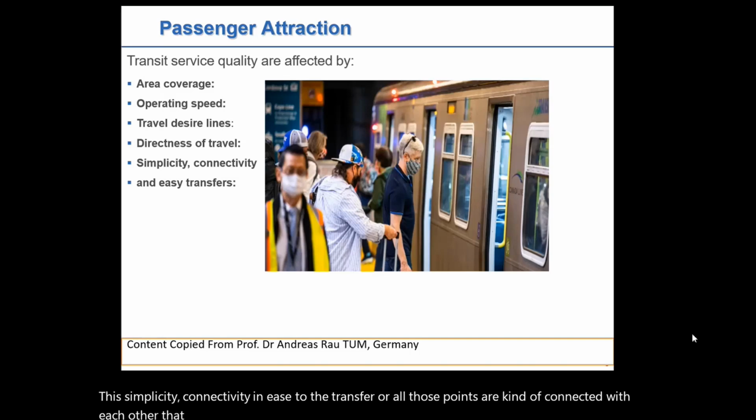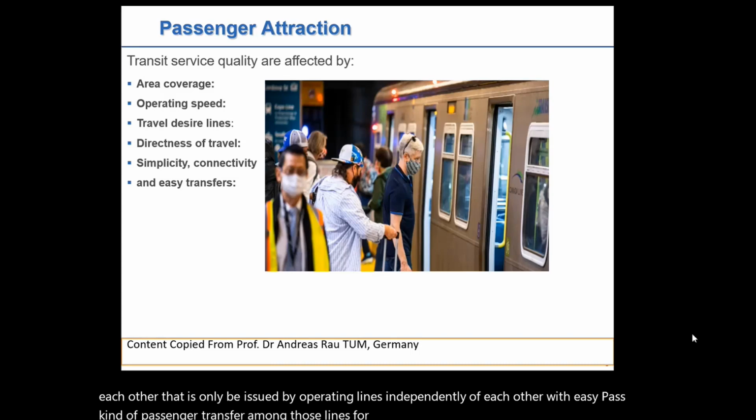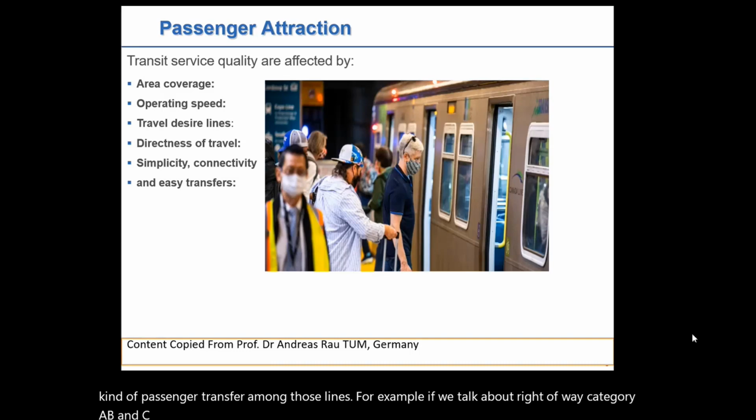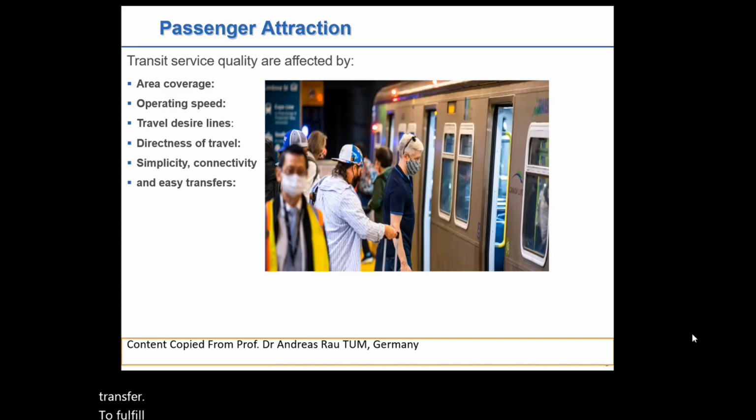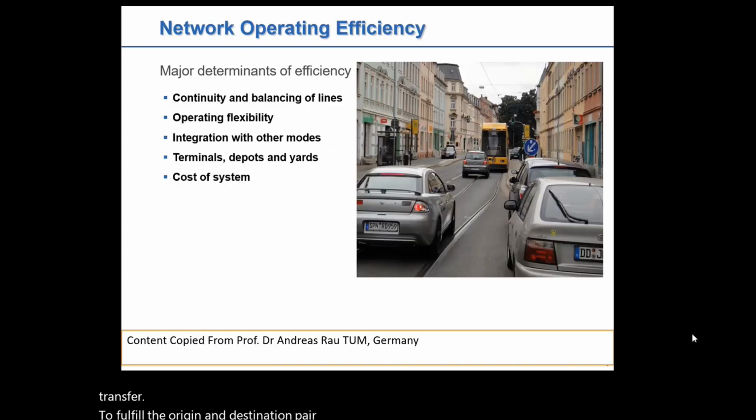That is only be issued by operating lines independently of each other with easy kind of passenger transfer among those lines. For example, if we talk about right of way category A, B, and C, all those networks should be connected, and there should be easy transfer to fulfill the origin and destination type of trips.